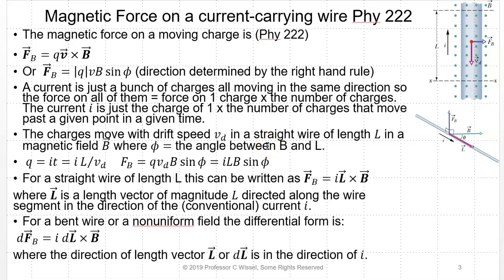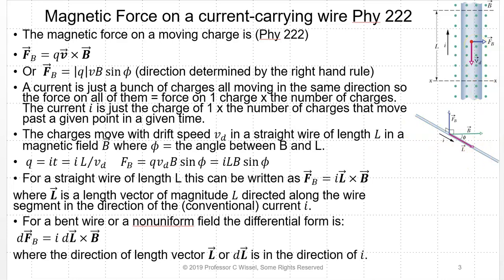Okay, so the magnetic force on a current-carrying wire. We have a current-carrying wire and a magnetic field. The current's going up the page, the drift speed's going down the page, the magnetic field's coming at you out of the page, and by the right-hand rule, the force on the moving charges in there would be off to the right, and that would also be the force on the wire, too.